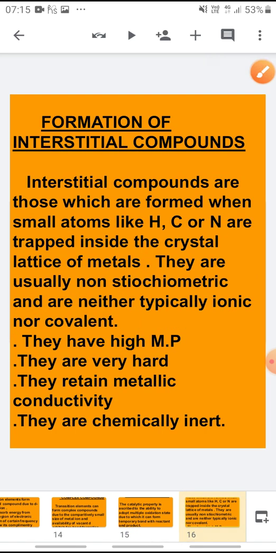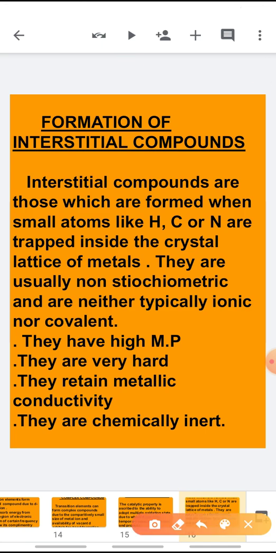Now, they can form interstitial compounds also. What are interstitial compounds? Interstitial compounds are those which are formed when small atoms like carbon, hydrogen and nitrogen are trapped inside the crystal lattice. Usually they're non-stoichiometric. That means the formula of the compound does not actually correspond to the arrangement inside the compound. They're neither ionic nor covalent.